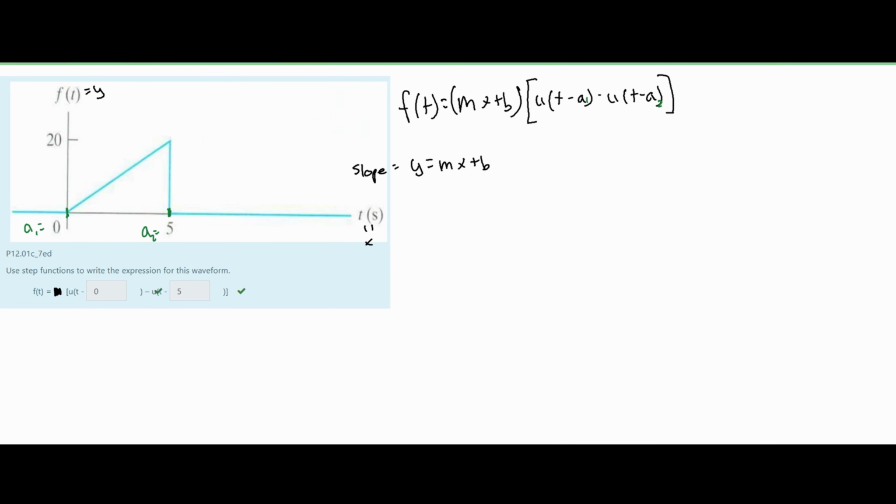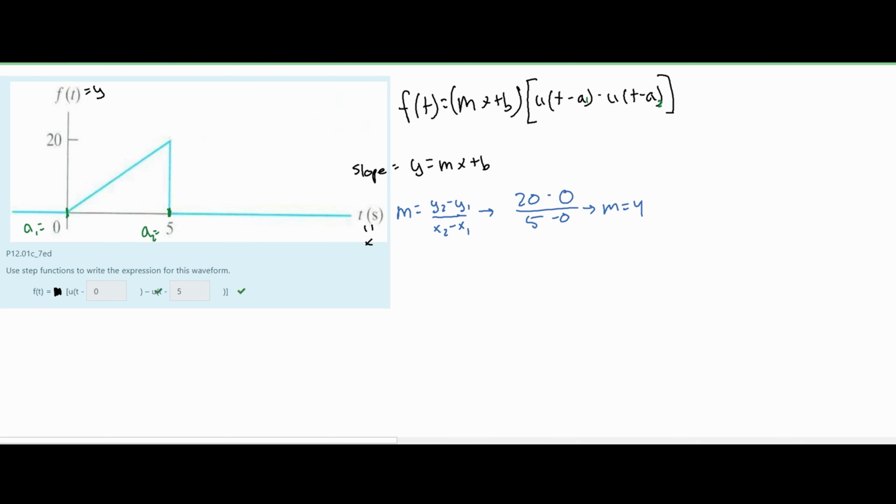Now we want to find the slope for this problem. To find the slope, we are going to use our slope formula. We need to find our m though. The slope formula is that y2 minus y1 over x2 minus x1. Again, this is the slope. Now we can plug in values here. Our y2 is going to be 20, our y1 is 0, our x2 is 5, and our x1 is 0. So that means our slope is going to be equal to 4.